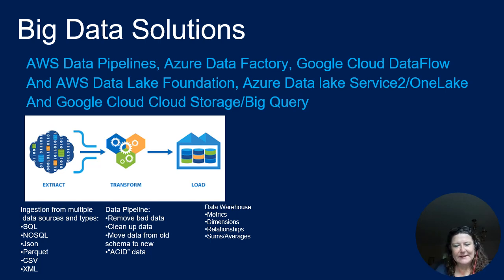And then on the right hand side there, you've got load into the data warehouse, which typically has metrics over dimensions. Metrics are measures, and dimensions might be something like over time or over geographic location. Data warehouses also have some relationships and sums and averages and that kind of thing. So that's kind of what's being talked about there.